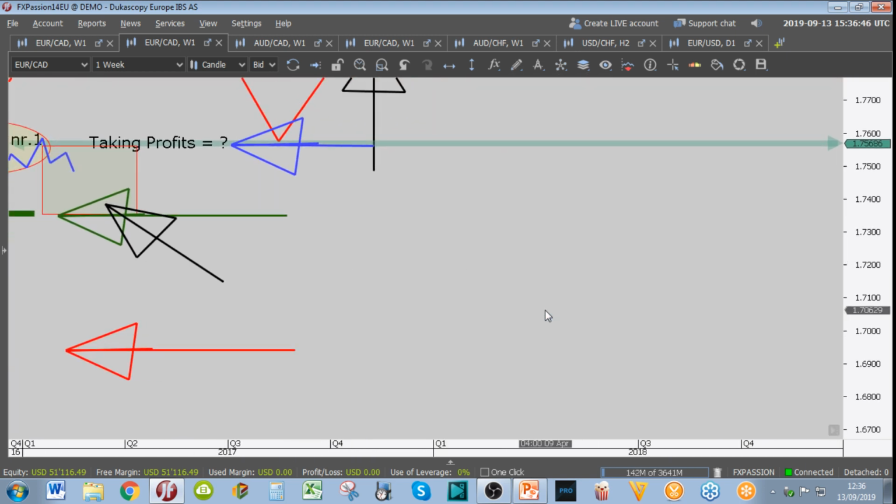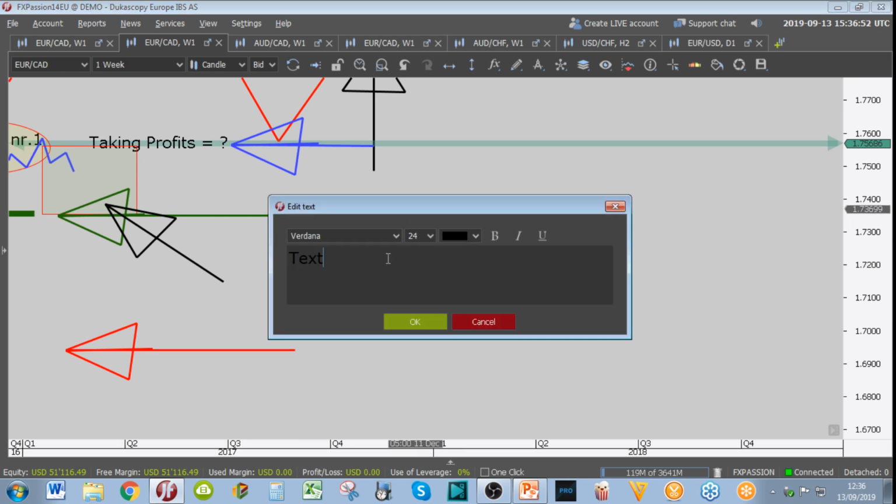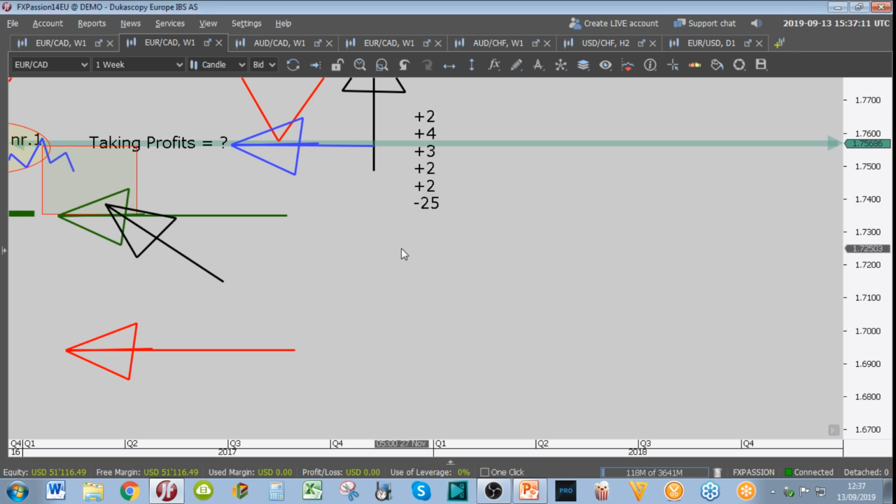If you are a beginner trader, and this is also a professional trader mistake, everyone, you are going to see what? You are going to see +2, plus +4, +3, +2, +2, and then what are you going to see? -25. It's just an example.